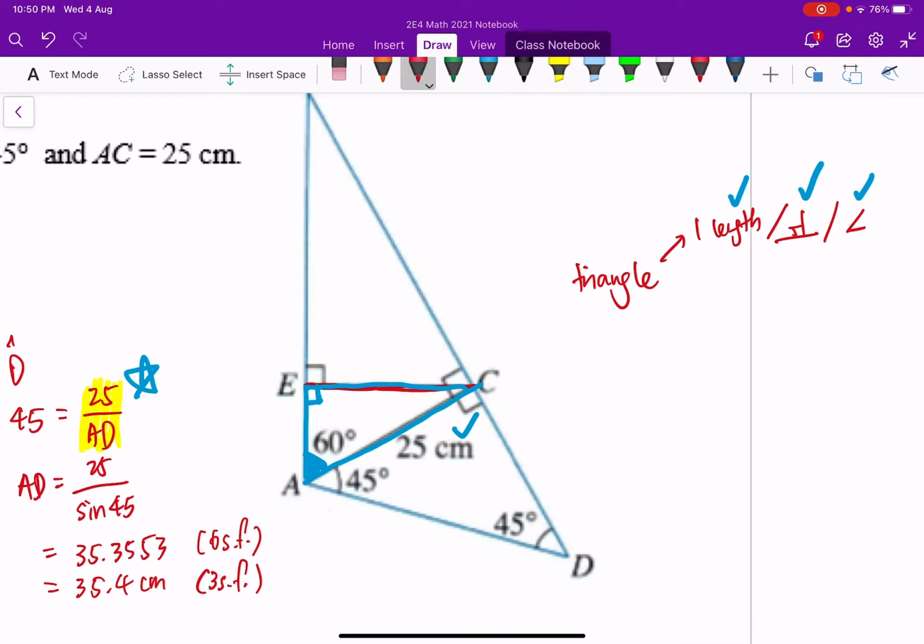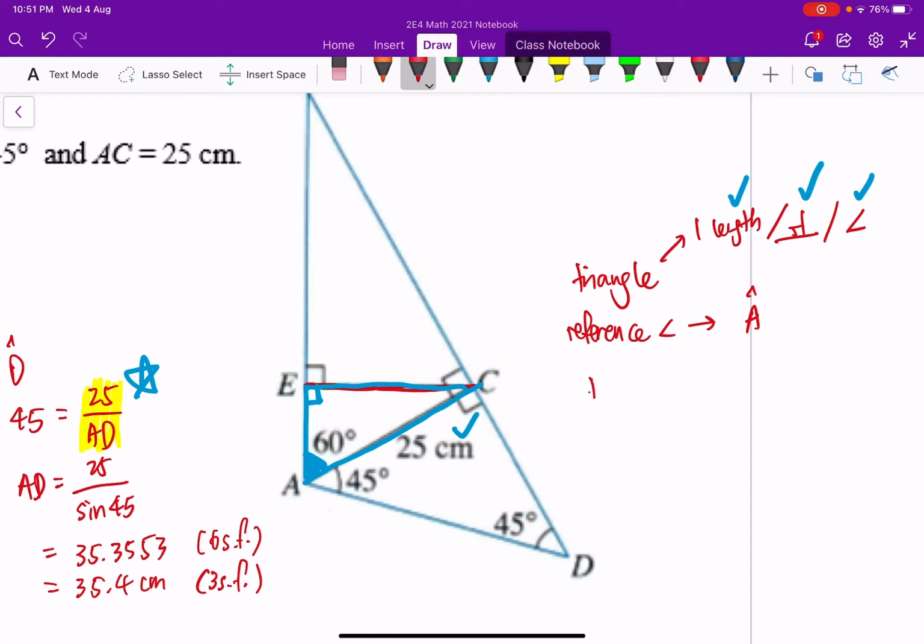Next, after deciding on the triangle, I need to think, what is my reference angle? The reference angle is clearly A over here, because it's the only angle given to us. Although yes, we can calculate the other one, you don't have to go through that trouble.